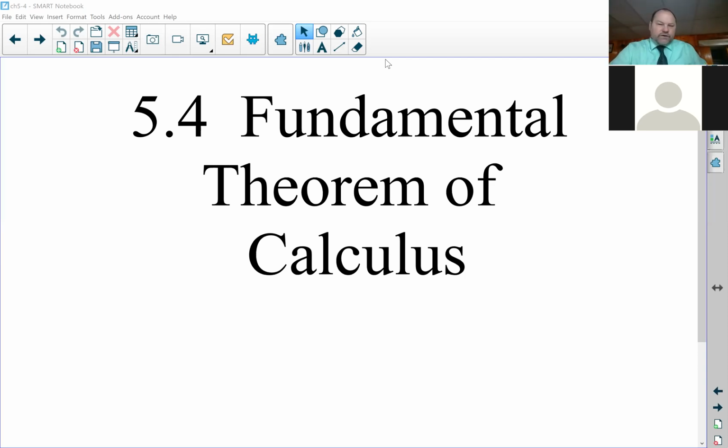All right, we're going to start today with the fundamental theorem of calculus. We started studying calculus back in September. Here we are in March, finally getting to the fundamental theorem of calculus. And today's assignment, hopefully, you'll find to be pretty straightforward and relatively easy.